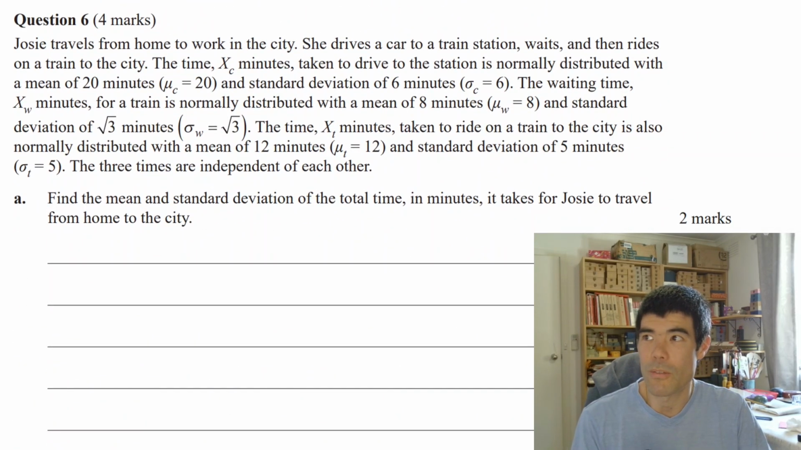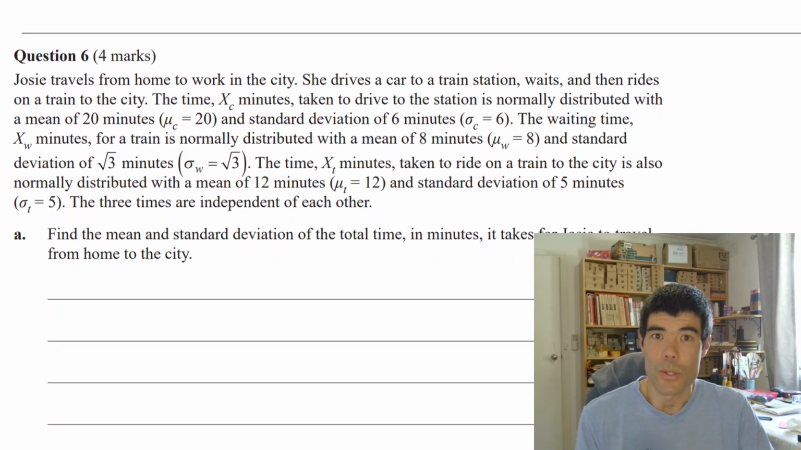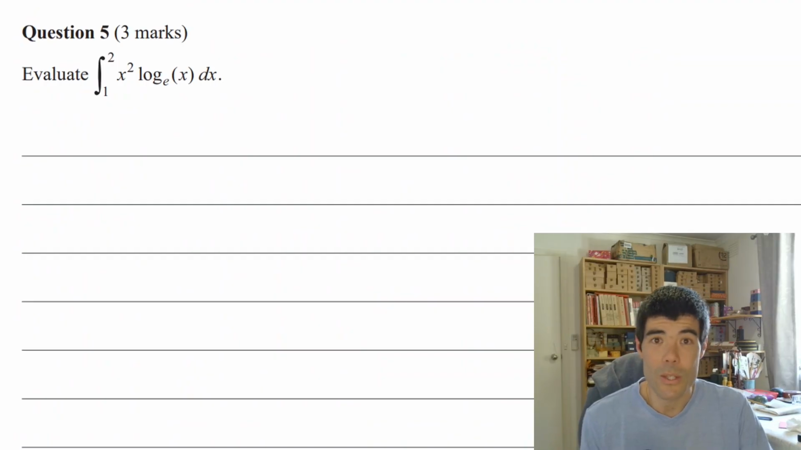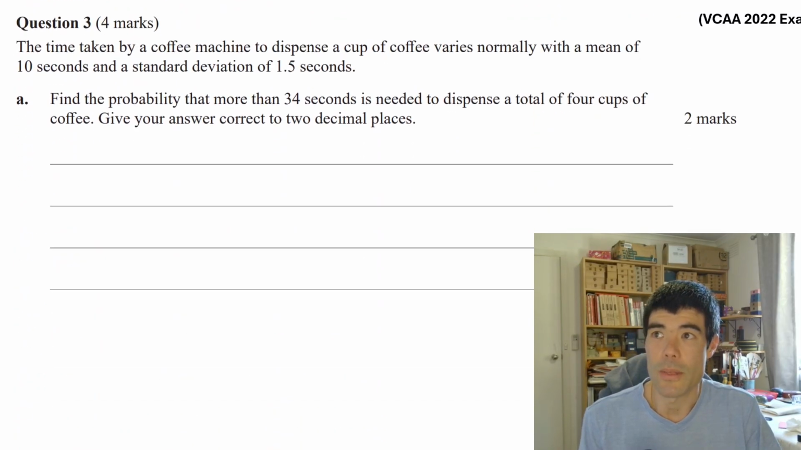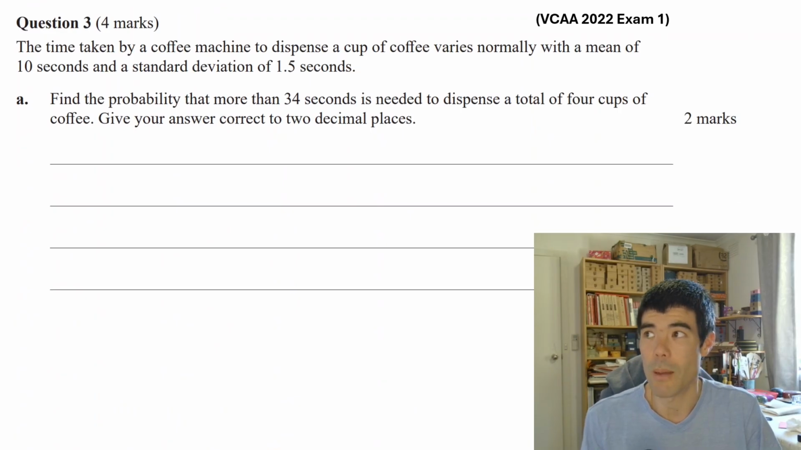Here's one from 2023, and looking at this, I can understand why some people don't like probability and stats, especially if English is not your first language, because there's so much text there. When you could turn back a page, for example, and do this calculus question, which has one word, and we'll come back to that question later. Firstly, let's look at this one from 2022 exam 1.